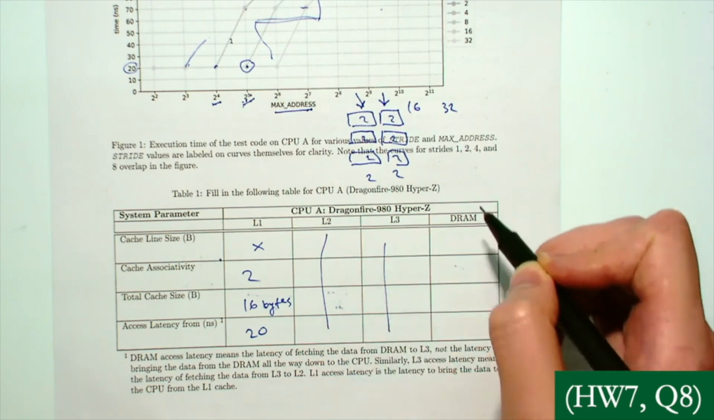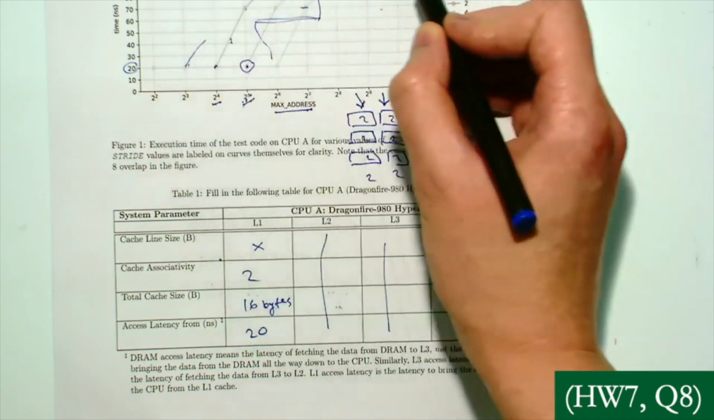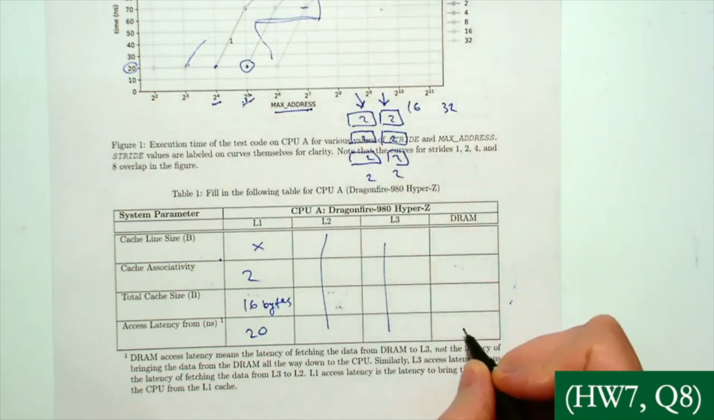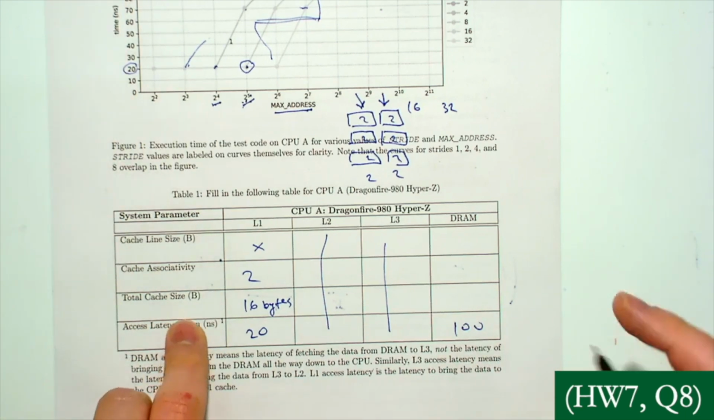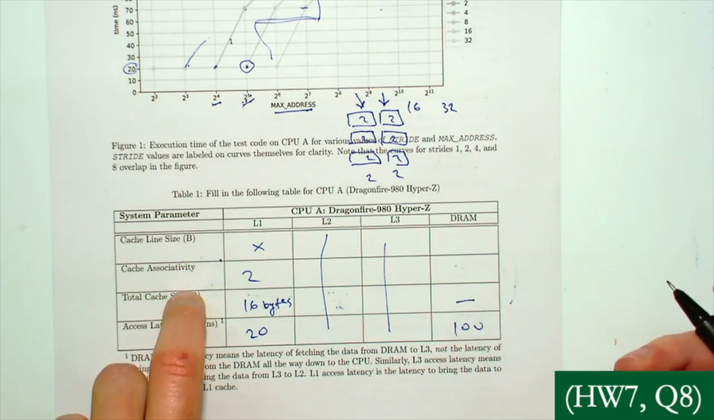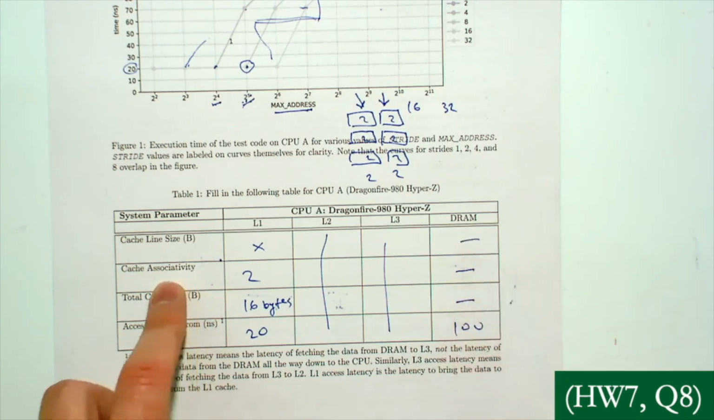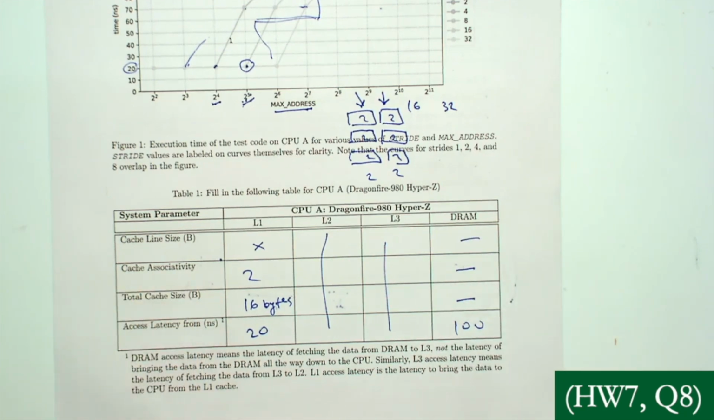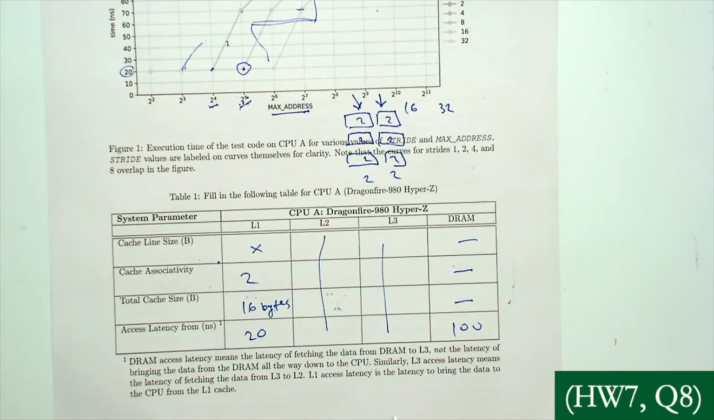And the DRAM latency is 100 nanoseconds, right? Because the max point we get is this, so it's like 120 minus 20. And total size, we don't know what the total size of DRAM is, so this is not applicable for DRAM, right? There's no such thing as cache associativity, and the same for the cache line size. We don't know that. Okay, so those 4 things are the only stuff that we can say based on this plot.